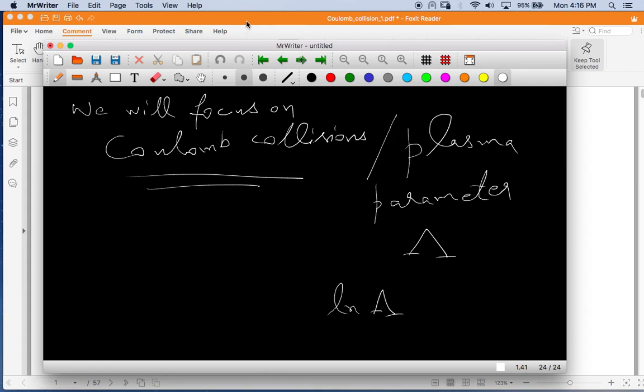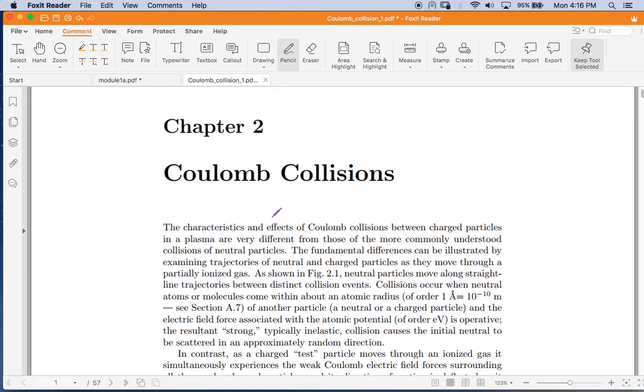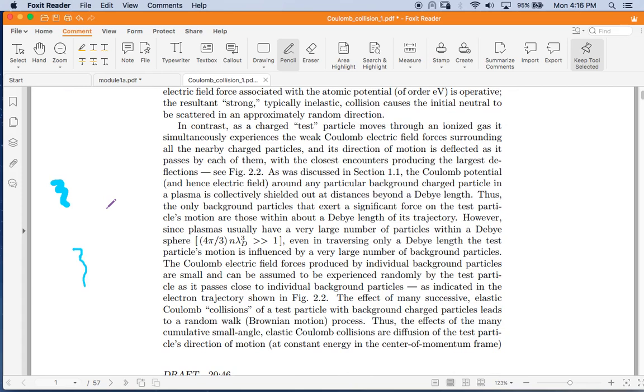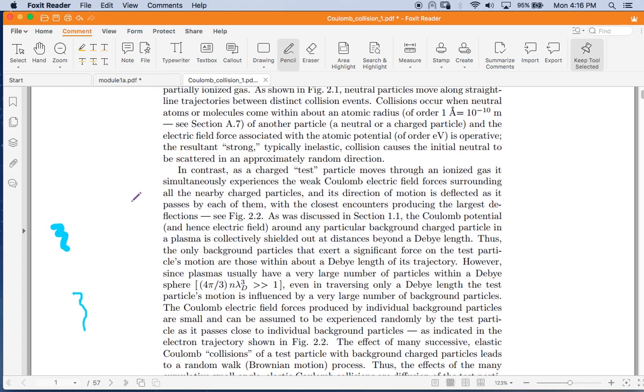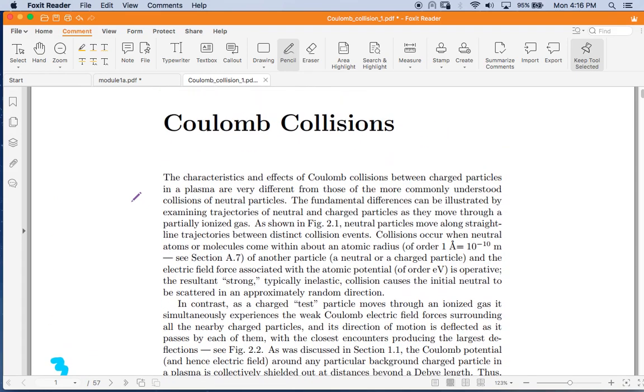Okay, so instead of preparing an entire set of slides, I thought I would go over this file, which is taken from a draft of Fundamentals of Plasma Physics by Callan that I got hold of from somewhere. I put this up on the materials folder, as you know. Right, so what we will do is we'll go through this. We will read this, right?